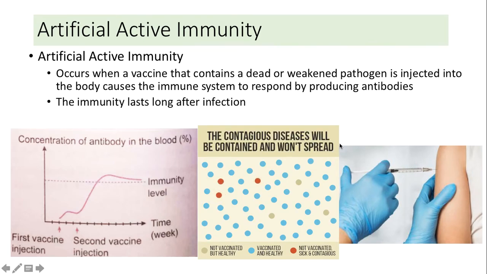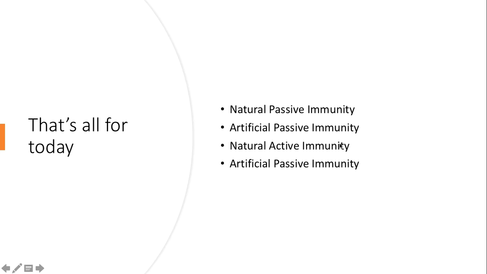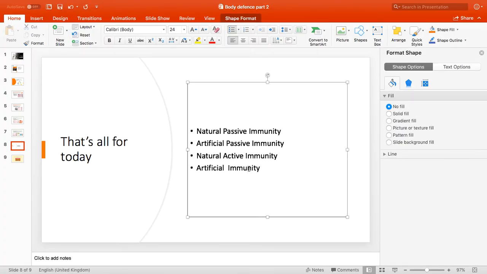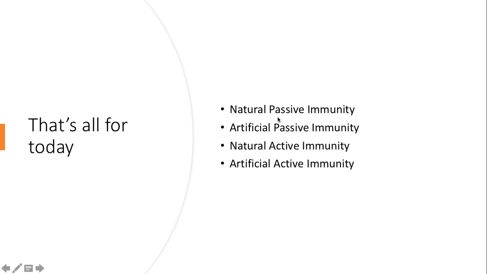Alright. So that is all for today. Actually, we did learn about these four things. Immunity can be classified into passive and active. Oh, sorry, I should change this one into active. Let me just change it. This one is active. So immunity can be classified into passive and active.